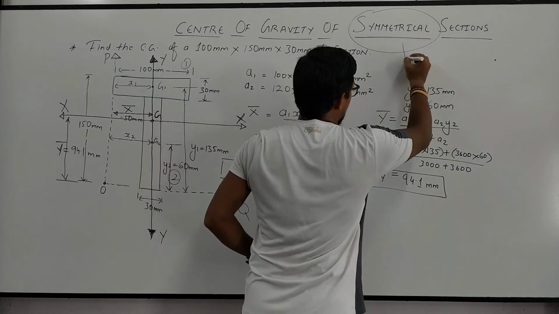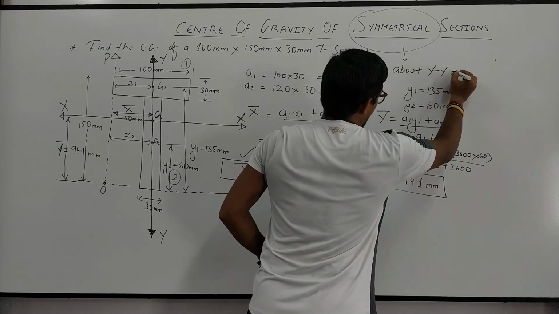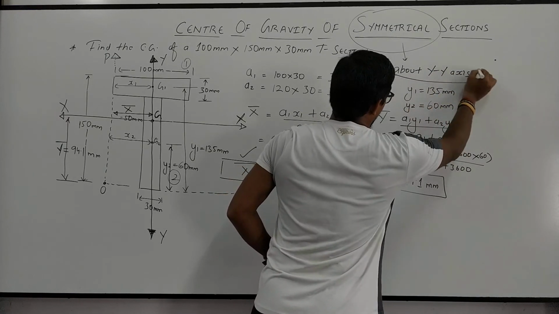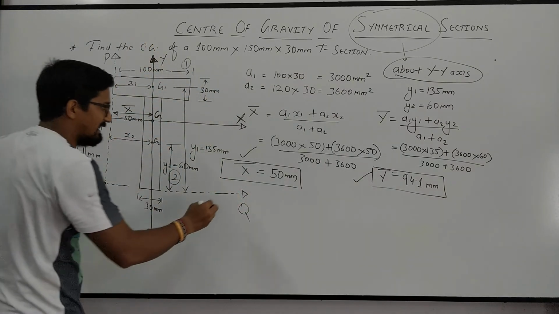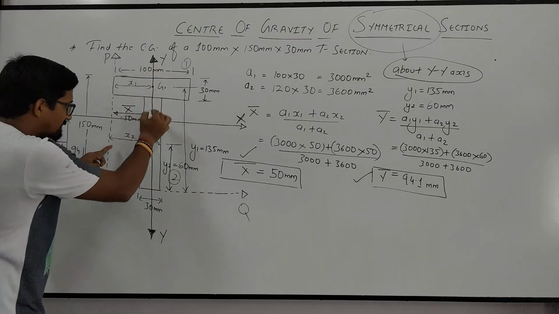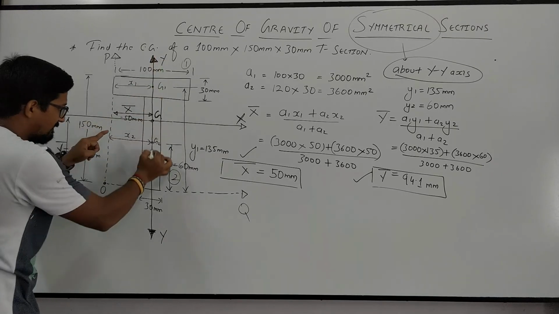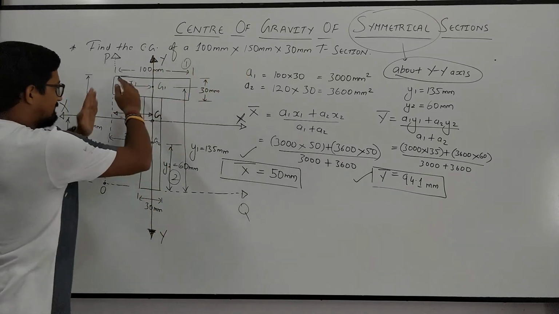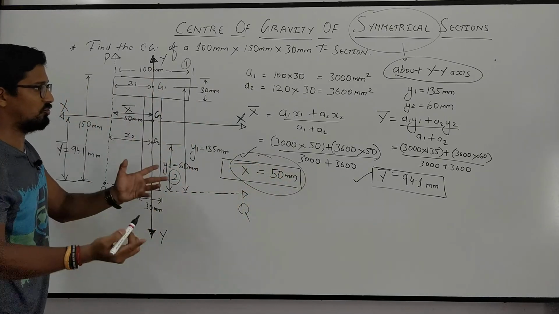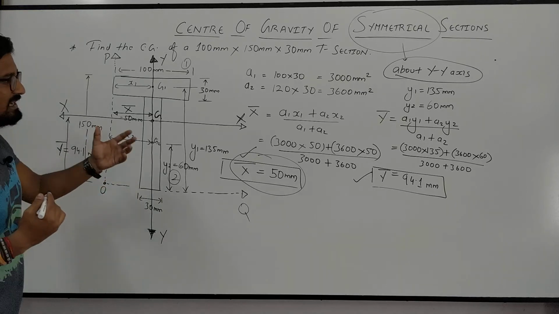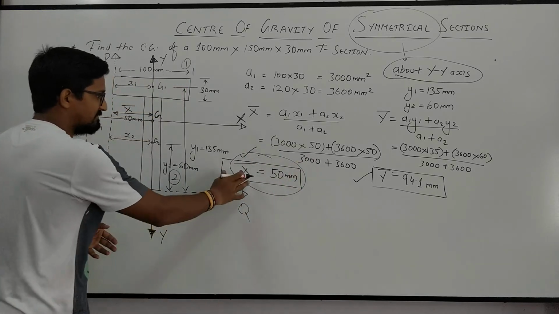This figure is symmetrical about the y axis, correct? So that's why our x bar is coming exactly at the center, at 50 mm. Why at the center? Because it is symmetrical across the y axis, our answer is coming out to be 50 mm. So while solving the numerical for moment of inertia, first you have to find x bar and y bar. So x bar will be 50 mm.